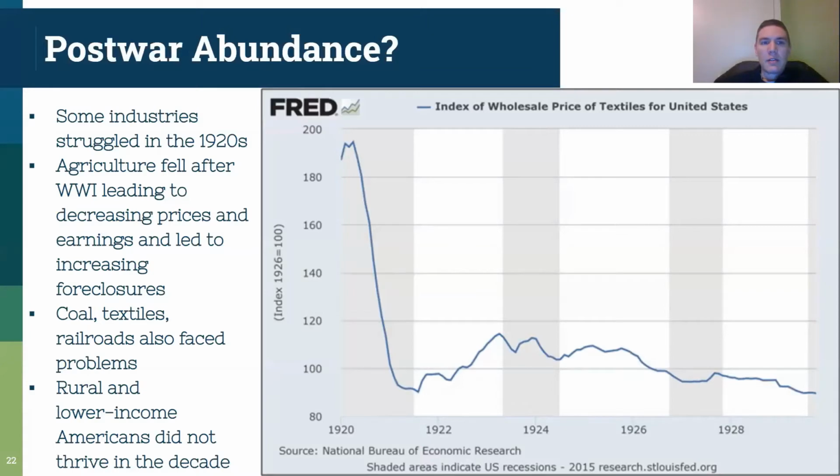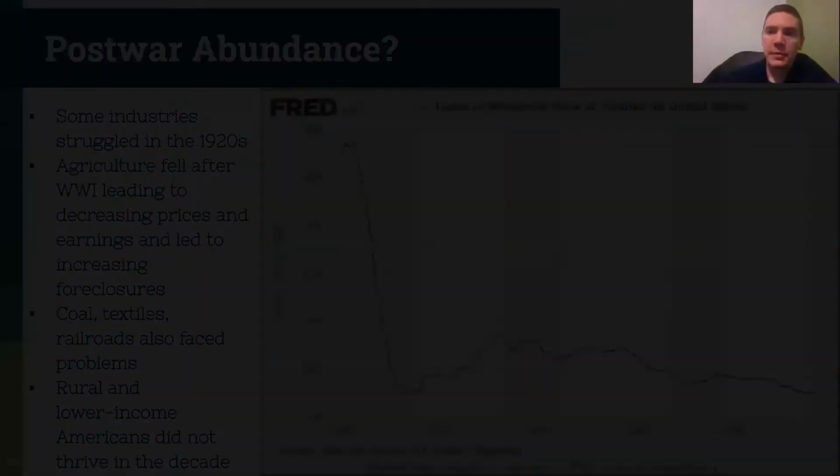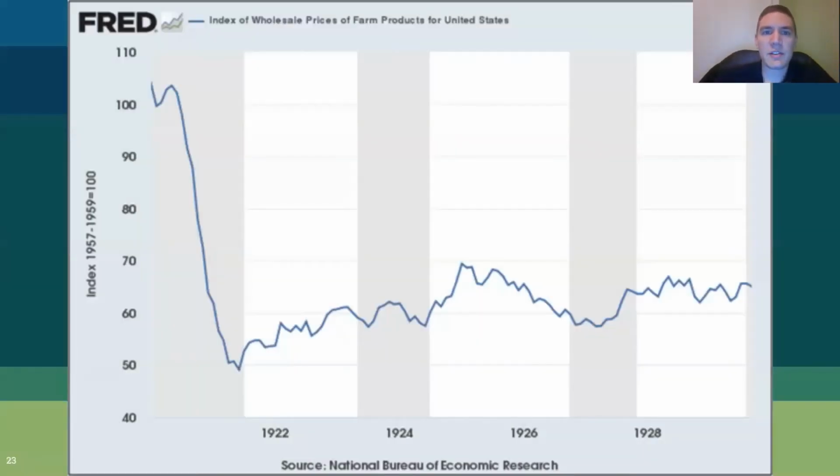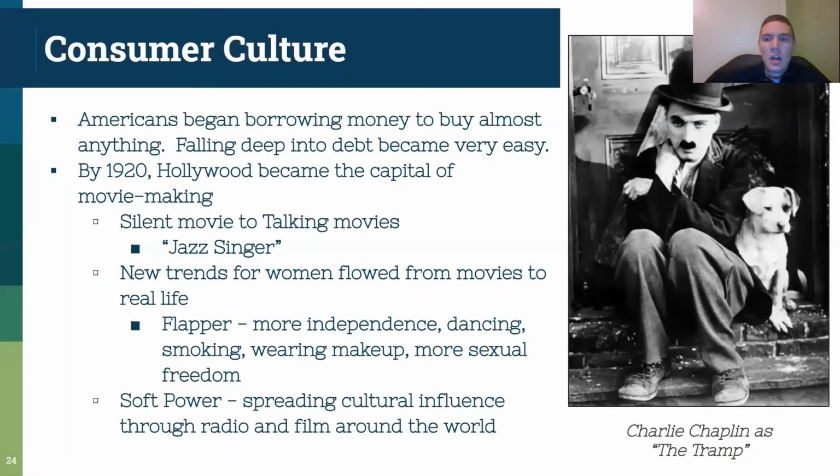And through all this, while businesses are making a bunch of stuff and people are buying it, there's actually a lot of problems in American industry. Coal, textiles, railroads industries are facing drops in costs and prices. Rural and lower income Americans did not do very well in the decade. Here you can see some prices of farm products.